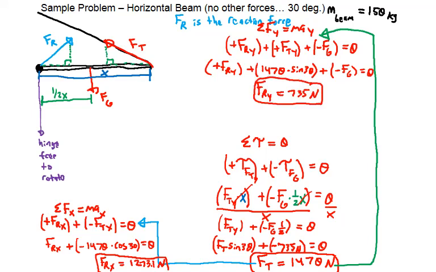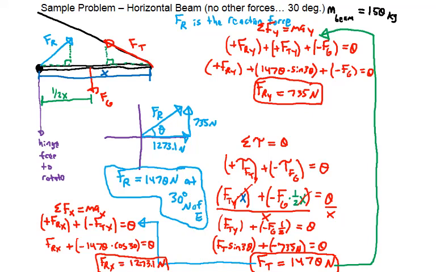So now that we know the reaction force in the x and y, we can use the Pythagorean theorem, set up our coordinate axis, 1273.1 newtons in the x, and then 735 in the y. Opposite over adjacent to get the angle: 30 degrees north of east, 1470. And this will be true as long as there's nothing on the beam. It'll actually be the same, and that should make sense because the tension has to be completely canceled out by the other side so that equilibrium is reached there.